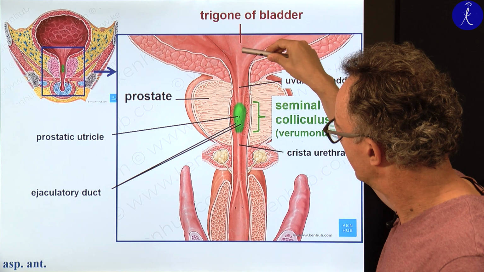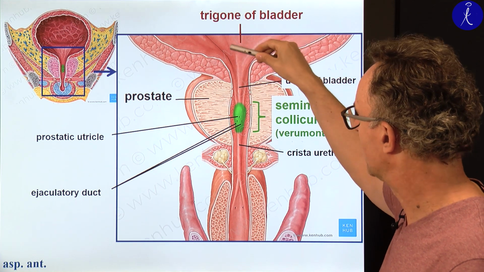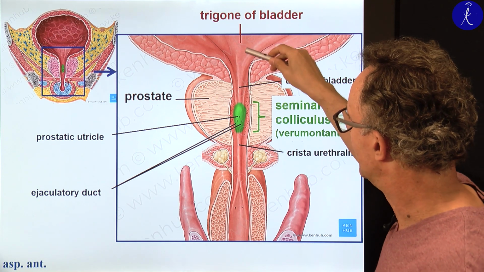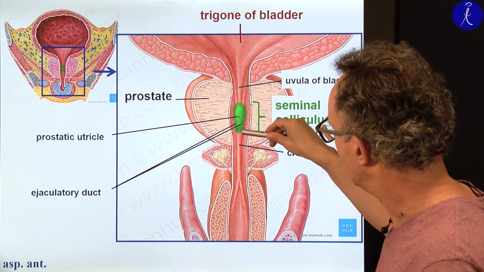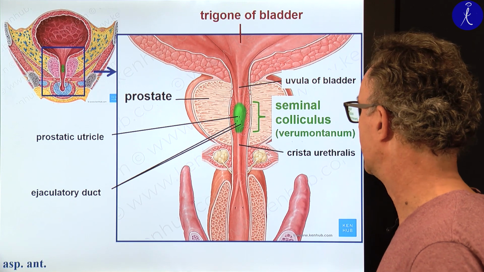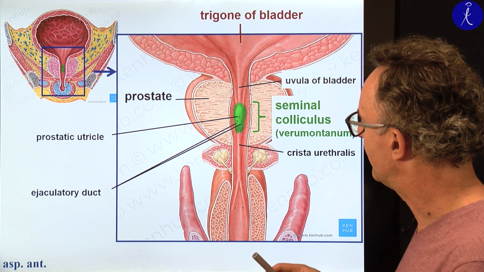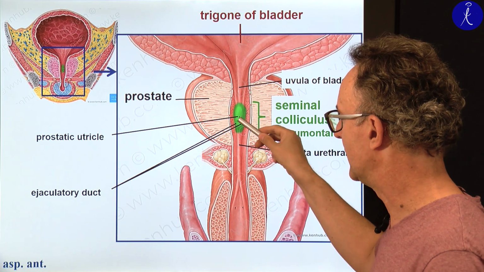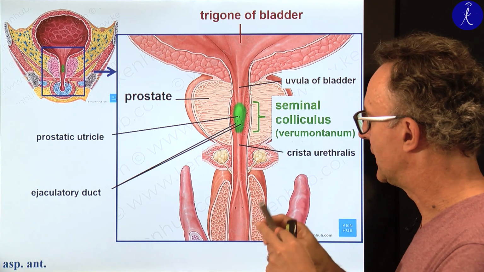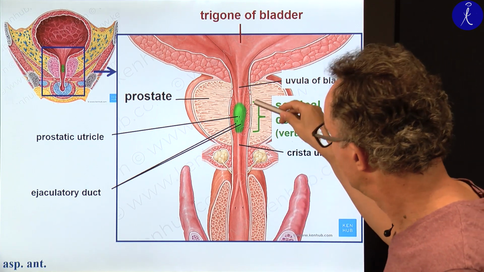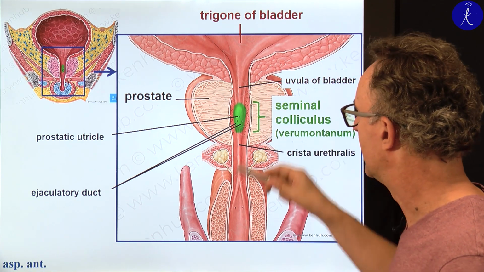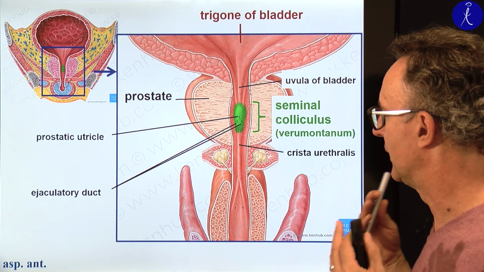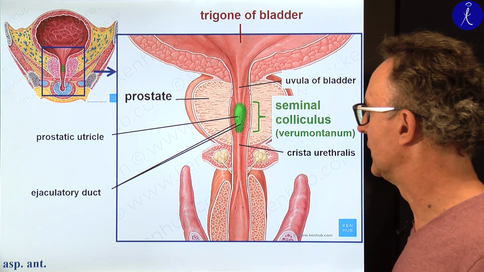Otherwise, we see that we have a fold above coming from the trigone of the bladder, the vesical trigone. This is the uvula of the bladder, and it continues downward as the urethral crest. So we have other folds or other elevations, but this is the largest. And this is where we have three big openings, plus we have tiny openings because of the glands, and we see significant glands lateral to the seminal colliculus as well. We will see what kind of glands open into this region in histology.